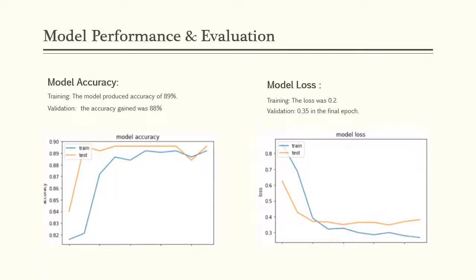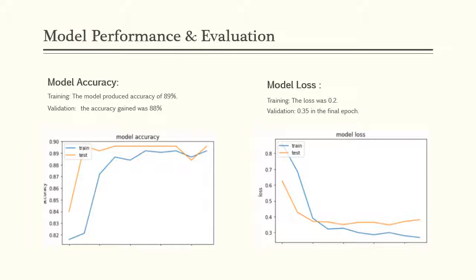Moving on to the evaluation, the model performance of the CNN was evaluated against the dataset, which was split into training and testing sets of 80% and 20%. From the first graph given here, that is the one of model accuracy, we could infer that the model is not overfitting to the training set, which is confirmed by the gradual rise in the training and testing accuracy. For the training set, the model produced an accuracy of 89%, whereas for the testing set, the accuracy was 88%.